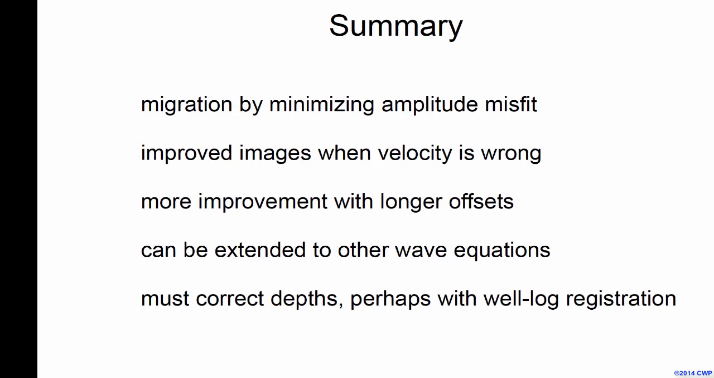One thing that's worth mentioning is that this can easily be extended to other wave equations. There's nothing specific about the acoustic wave equation that I'm using here, and you can try the same approach with, for example, an acoustic anisotropic wave equation. And then finally, we saw that the depths of reflectors in these images are still incorrect if the velocity is incorrect, so we need to correct these depths. One possible way to do this is to register the image with well logs, if we have some well logs in the area, and then interpolate those shifts to create shifts for an entire image, and that way correct depths for the entire image. And with that, thank you for your attention.